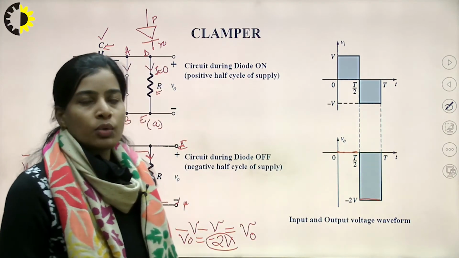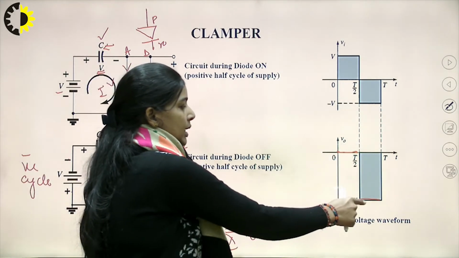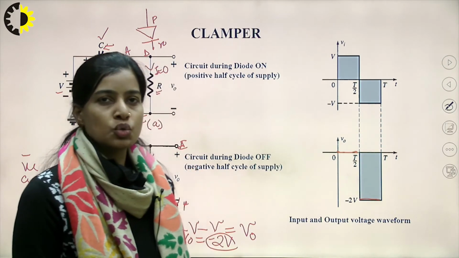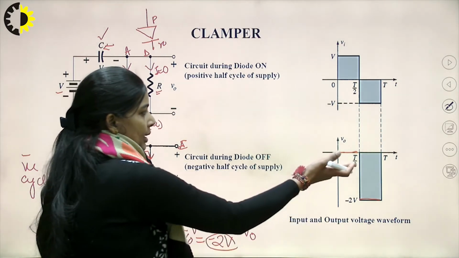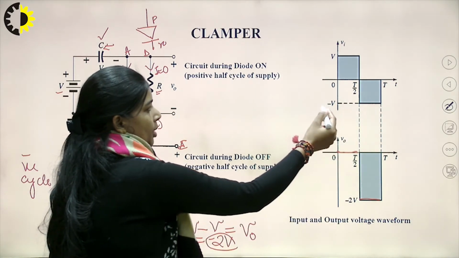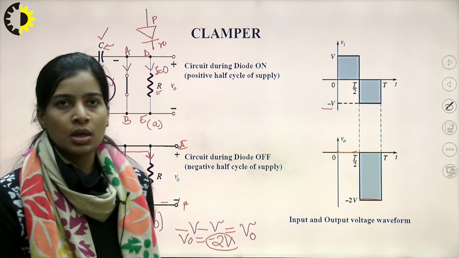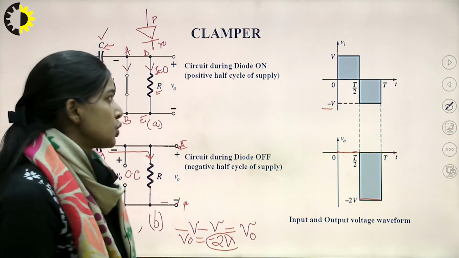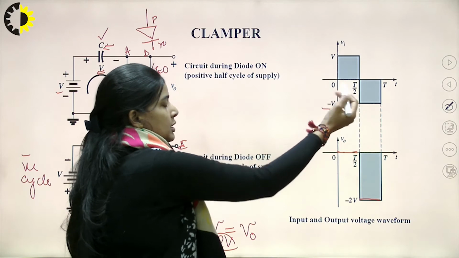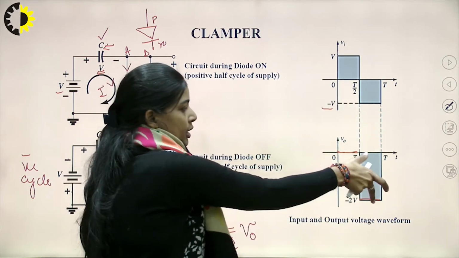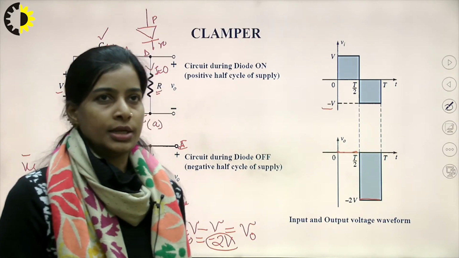So, what we have found is that for the positive cycle there is no output, and for the negative cycle we are getting minus 2 volts at the output. So, we can say that the level of the input has been shifted from minus V to minus 2V volts. So, it has been doubled. Initially it was V to minus V, total 2V for the positive and negative cycle. So, the total amplitude here is also 2V, but completely in the negative direction.